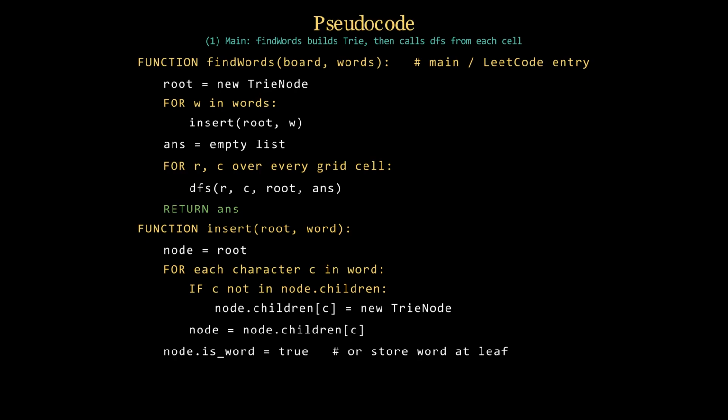Part 1, Find Words, is the main entry. It builds a tree using insert, then loops over every grid cell and calls DFS with the tree root. The answer list is shared across those calls. The next beat zooms into DFS, which uses the tree you just built.